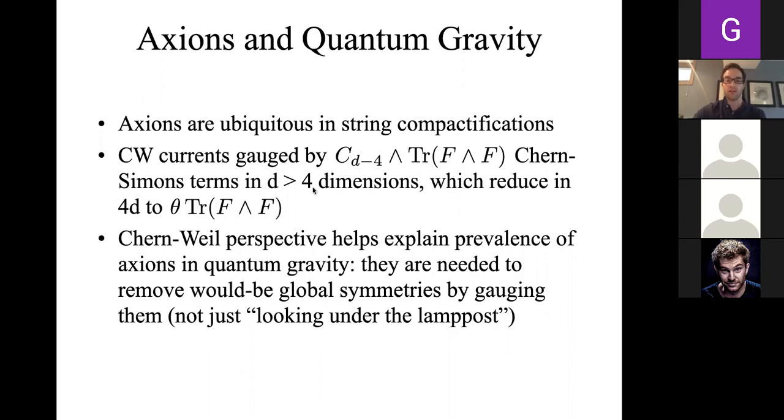But if you start in d greater than 4 dimensions and you gauge such a Chern-Weil current with a D-4 form, then upon compactification to 4 dimensions, this is going to reduce to an axion, which couples by the usual coupling of an axion to the gauge field strength. And so this helps us see why axions might be so prevalent in quantum gravity. We aren't simply looking under the lamppost, but rather axions play a crucial role in that they're needed to remove would-be global symmetries by gauging them.